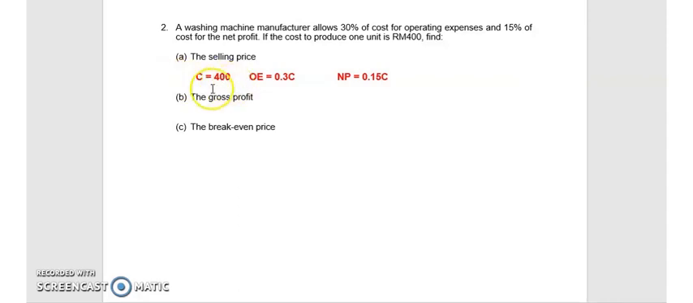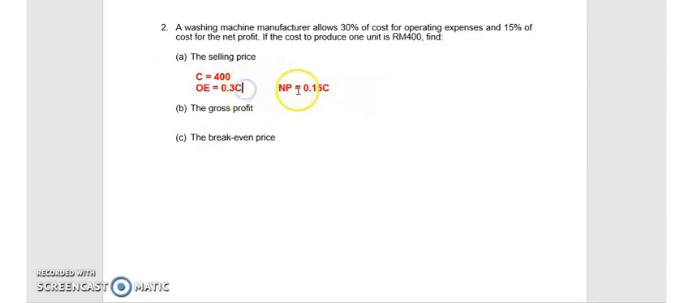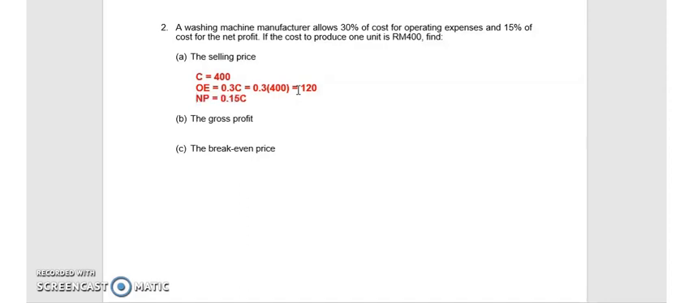Since we know that cost is 400 ringgit, here we can directly find the value of OE and NP. OE here is equivalent to 0.3 times 400. So 30% of 400 is 120. And net profit 0.15 C is equivalent to 0.15 times 400. So this one equal to 60 ringgit.